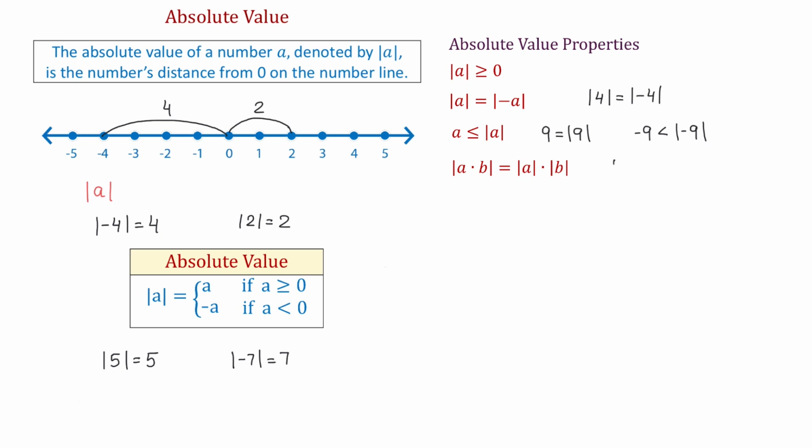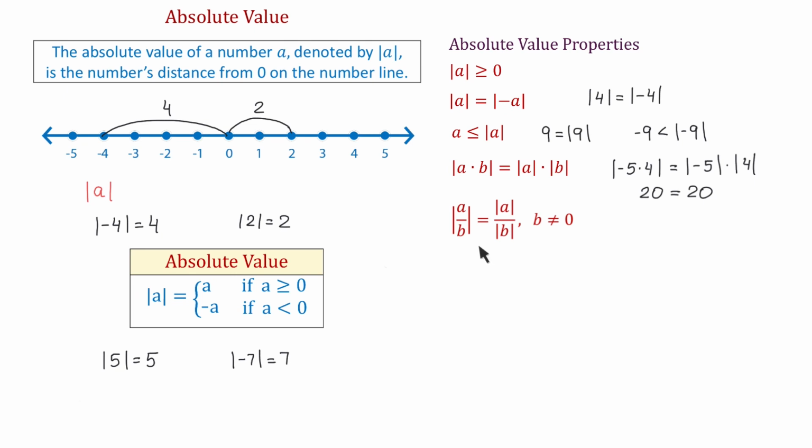For example, the absolute value of -5 times 4 equals the absolute value of -5 multiplied by the absolute value of 4. On the left side, -5 times 4 is -20, and the absolute value of -20 is +20. On the right side, the absolute value of -5 is +5, and the absolute value of 4 is still 4, and 5 times 4 is also 20.